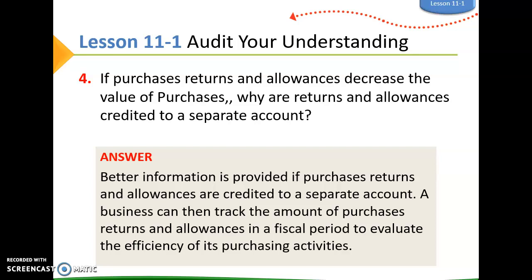So we can see, again, as I mentioned in the previous video, are we having a lot of broken items, or are certain items just not working out and people are returning them, or they're breaking, or what? It's just good for business to do an evaluation of their returns and allowances and to see what is causing problems. So anyways, yay, that was 11-1.